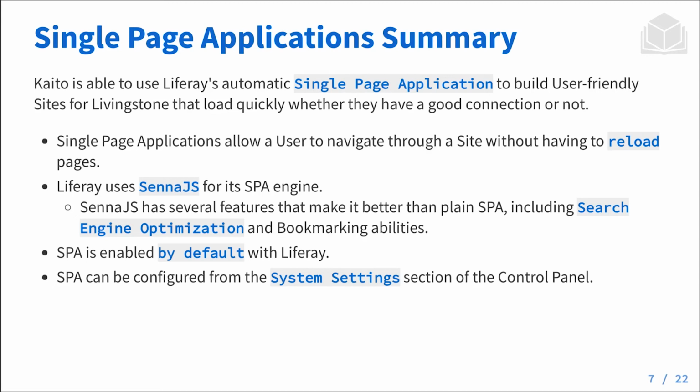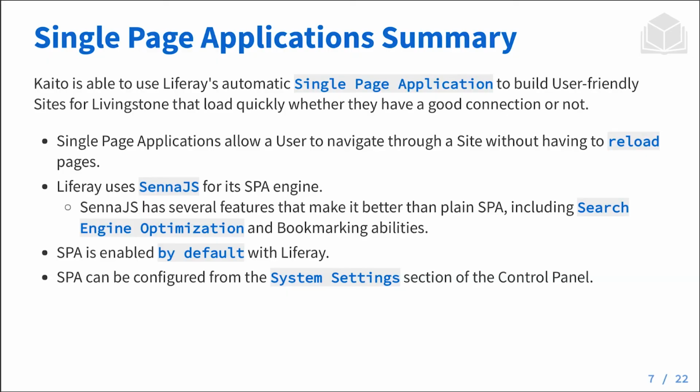All right, so if you're interested in using some of the SPA features to make sure that things load quickly, whether or not users have a good connection, you can go ahead and take advantage of the SPA features in Liferay, okay? You can use it inside or outside of Liferay using Senna.js, all right? Since it is enabled in Liferay by default, all right? For the SPA features, again, Liferay is using Senna.js, and this has a number of features that make it better than just your plain SPA options, such as search engine optimization and some of the bookmarking abilities, all right?